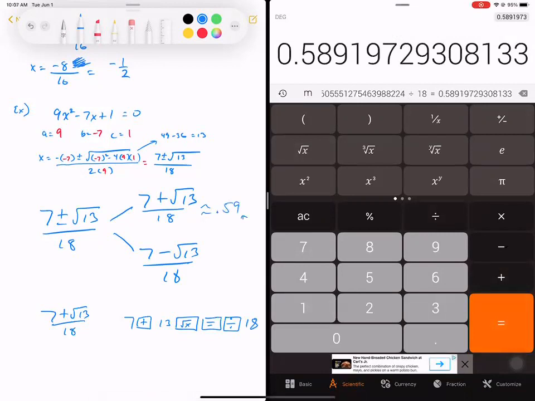The reason why is because I'm rounding up. I still want you to round to the nearest hundredths, so the tenths and hundredths place. That's why I'm writing 0.59, because 0.589 we're going to round up.